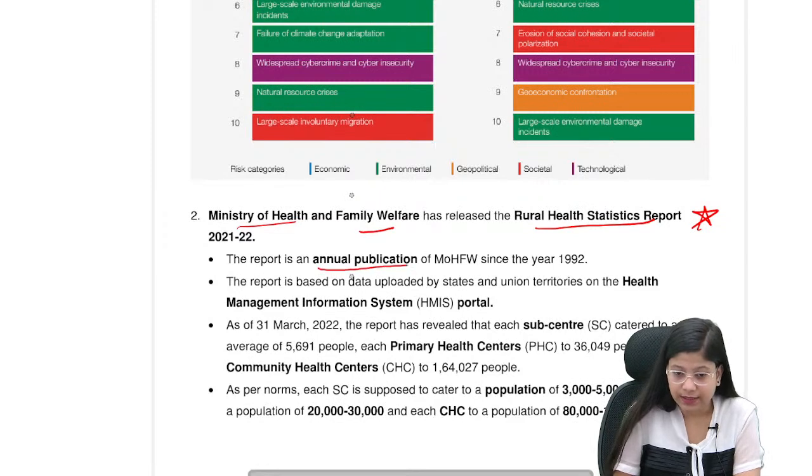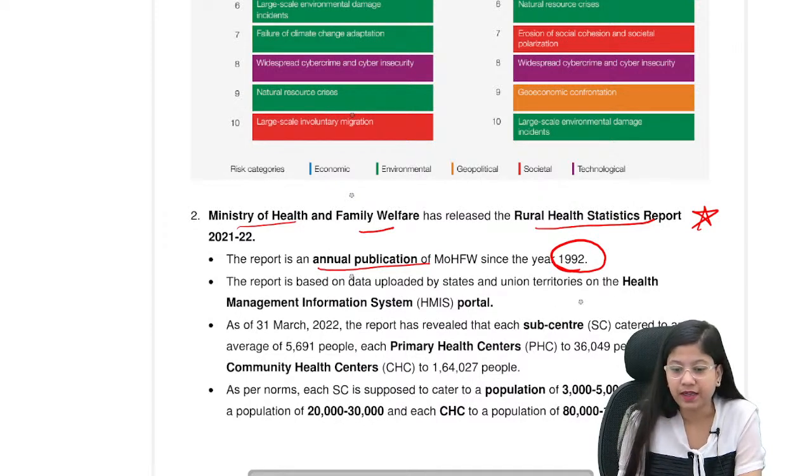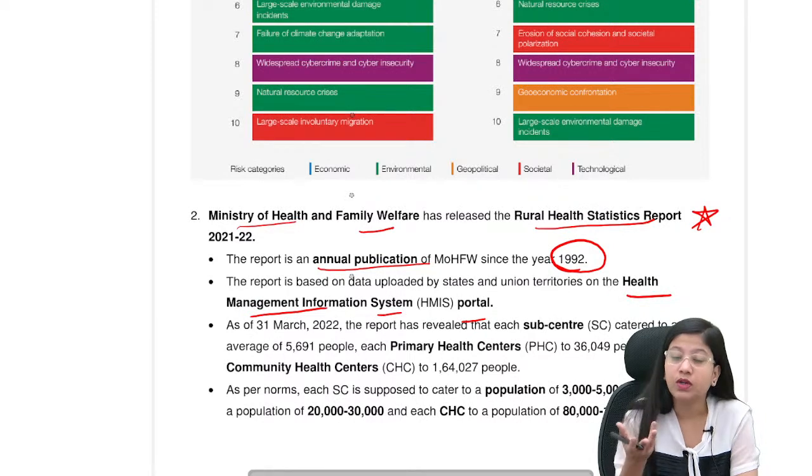First is that it is an annual publication of the ministry since the year 1992. These are the facts that can become direct questions. Then it is based on the Health Management Information System portal. Now, what is this portal?